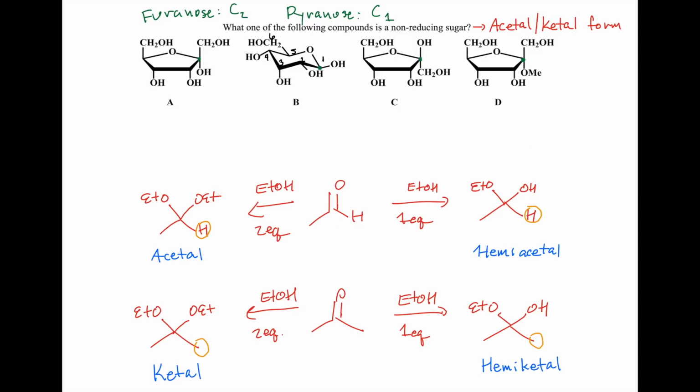Okay? So now that we have all that identified, let's look at whether this is a reducing sugar or not. In this case, from this anomeric carbon, we have a carbon directly connected to it, and we have another carbon, okay? So we have two carbons.